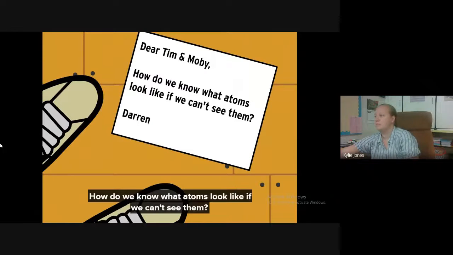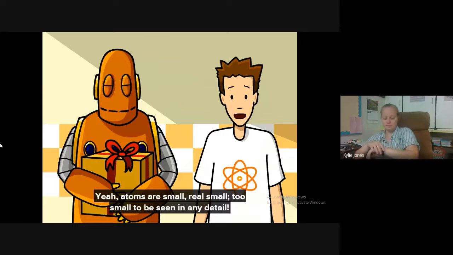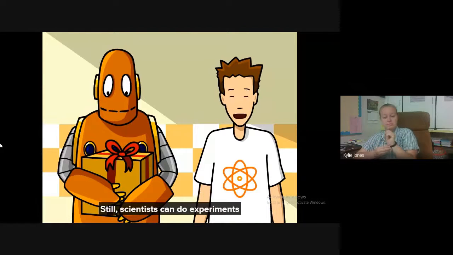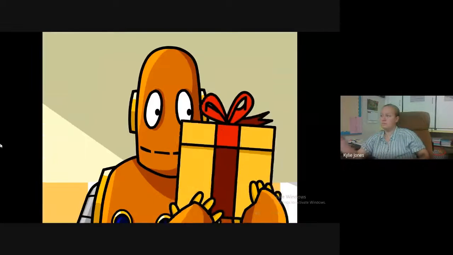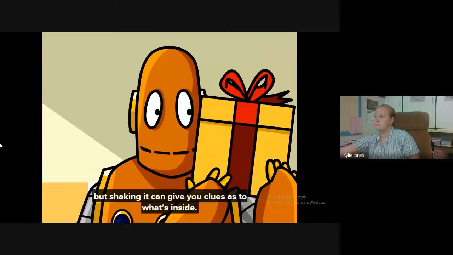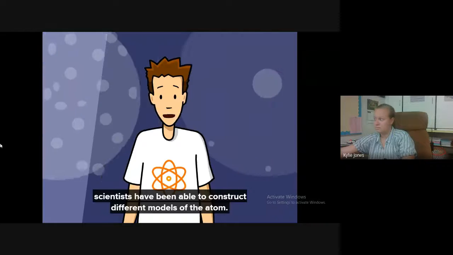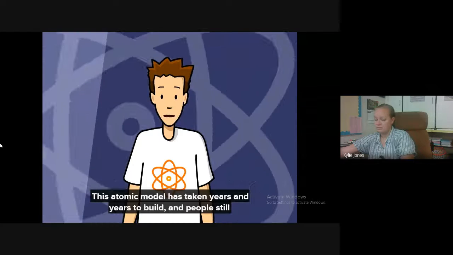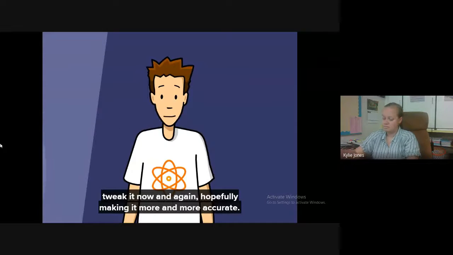Tim and Moby. How do we know what atoms look like if we can't see them? From Darren. Yeah, atoms are small, real small, too small to be seen in any detail. Still, scientists can do experiments that tell them things about what makes up an atom. Right you are, my robot pal. You can't see what's inside the box, but shaking it can give you clues as to what's inside. It's the same with atoms. Using indirect means, scientists have been able to construct different models of the atom. This atomic model has taken years and years to build, and people still tweak it now and again, hopefully making it more and more accurate.